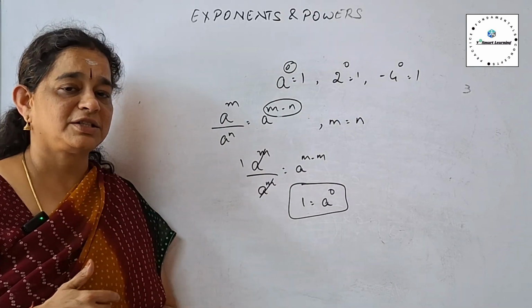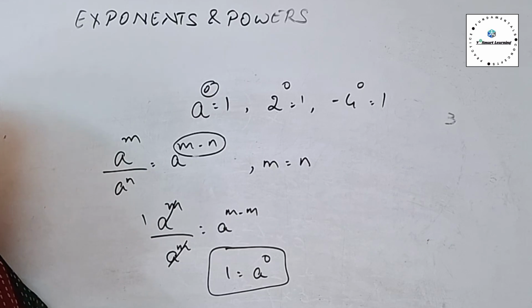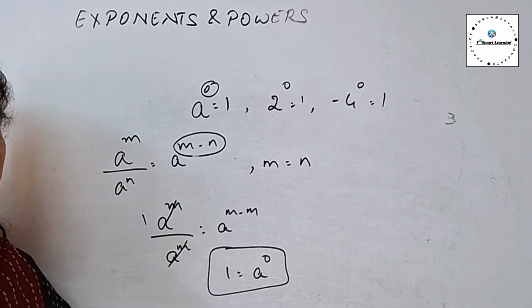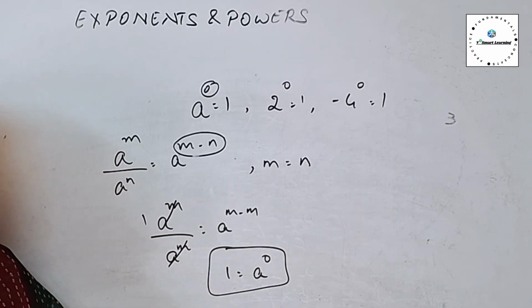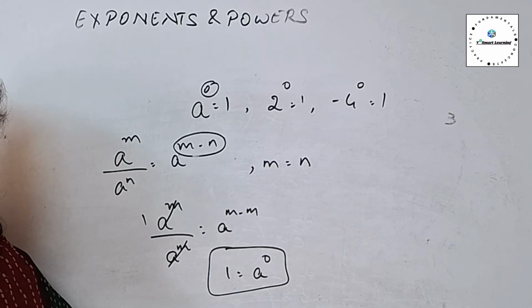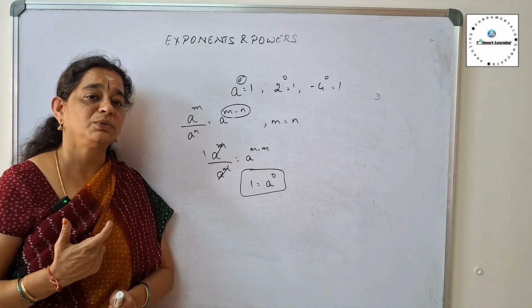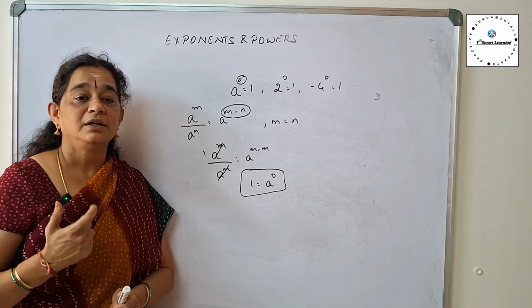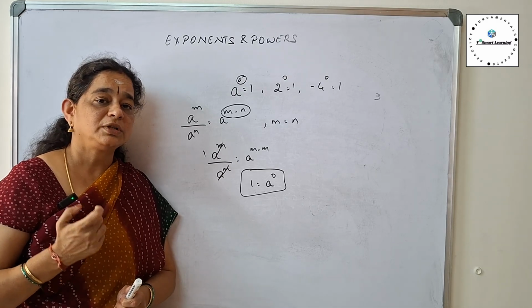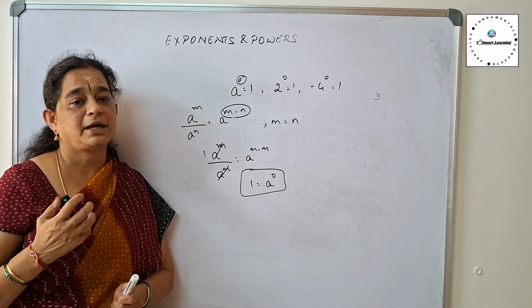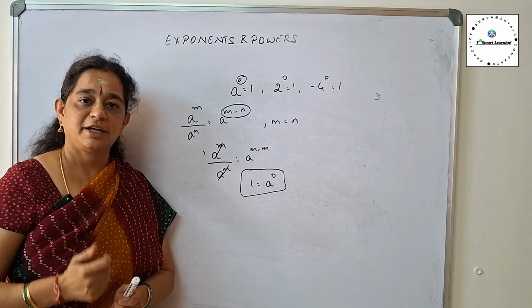This is a very beautiful explanation of why a power 0 is equal to 1. So whenever you get such interesting deductions, don't blindly follow it. Try to go and see how it is derived so that it will make mathematics more interesting. Next, we will go into exponents as applied to algebra. Till now we were focusing only on numbers. Now we will go into how these exponents and powers are applicable to algebraic expressions.